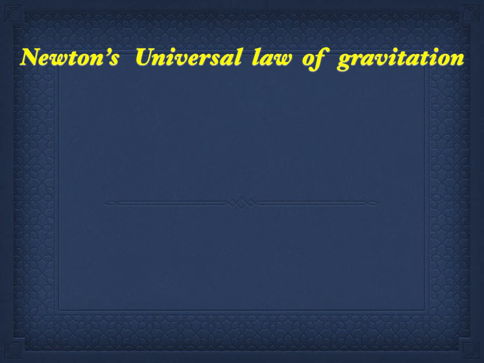Now, what is Newton's universal law of gravitation? All the considerations, including Kepler's laws, led Newton to formulate his theory of universal gravitation. According to this theory, every object in the universe attracts every other object with a definite force. This force is directly proportional to the product of the masses of the two objects and is inversely proportional to the square of the distance between them.